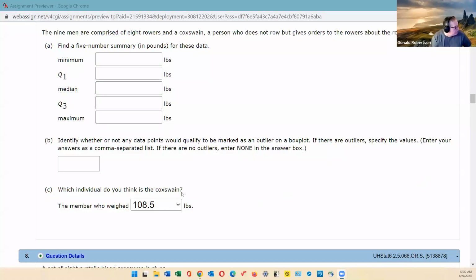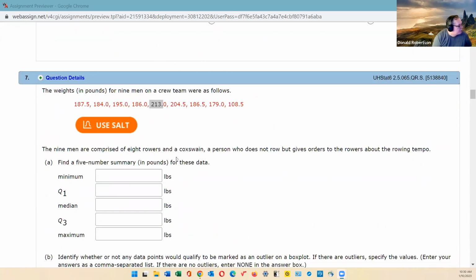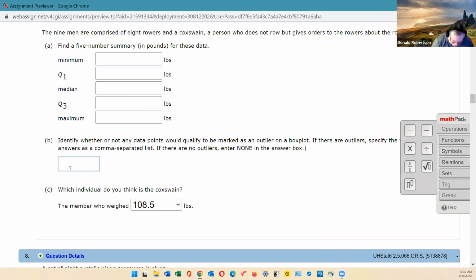So when we return to our question in the homework, we will be looking at, I think, only one outlier. Identify whether or not any data points would qualify to be marked as an outlier on the box plot. If they're outliers, specify their value. Well, their value was 108.5.